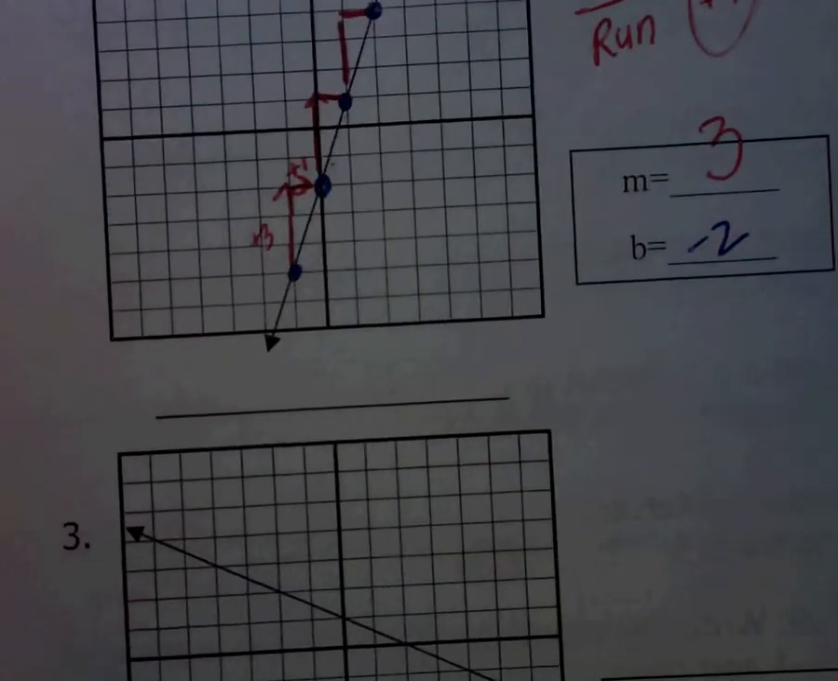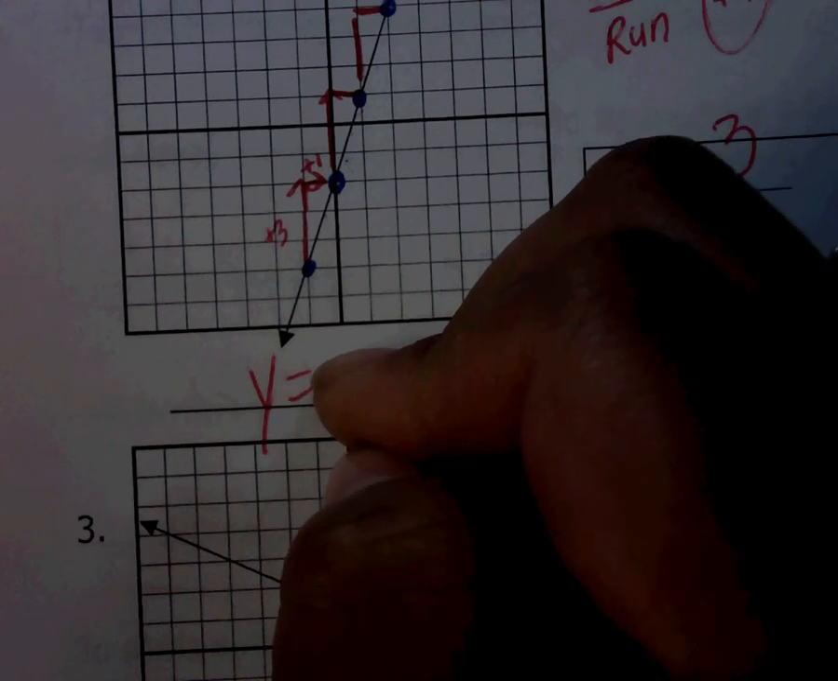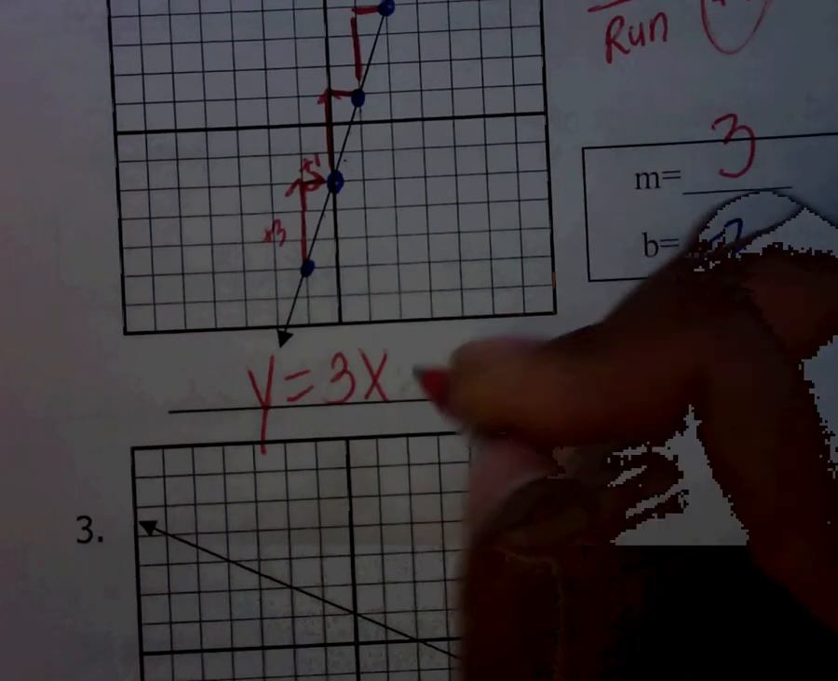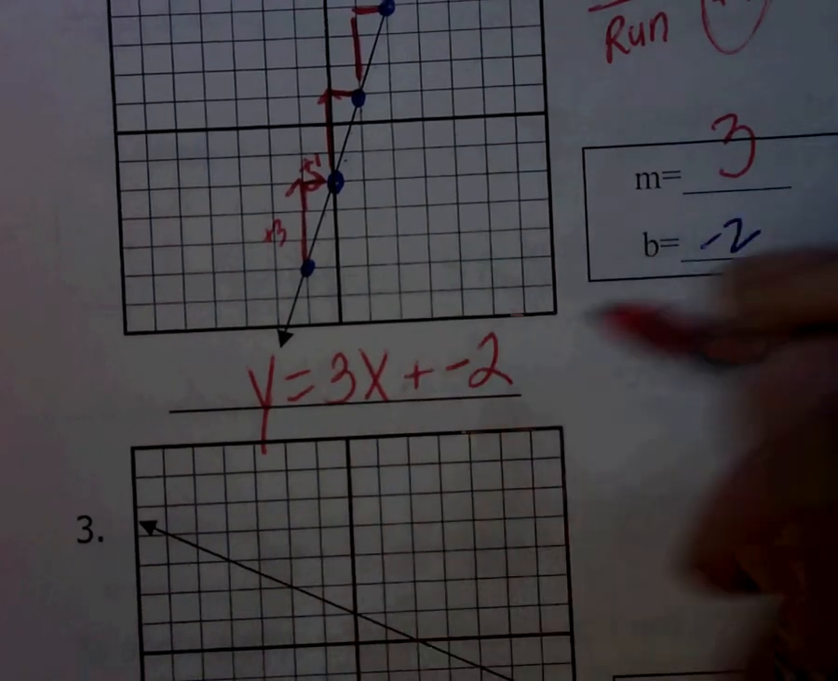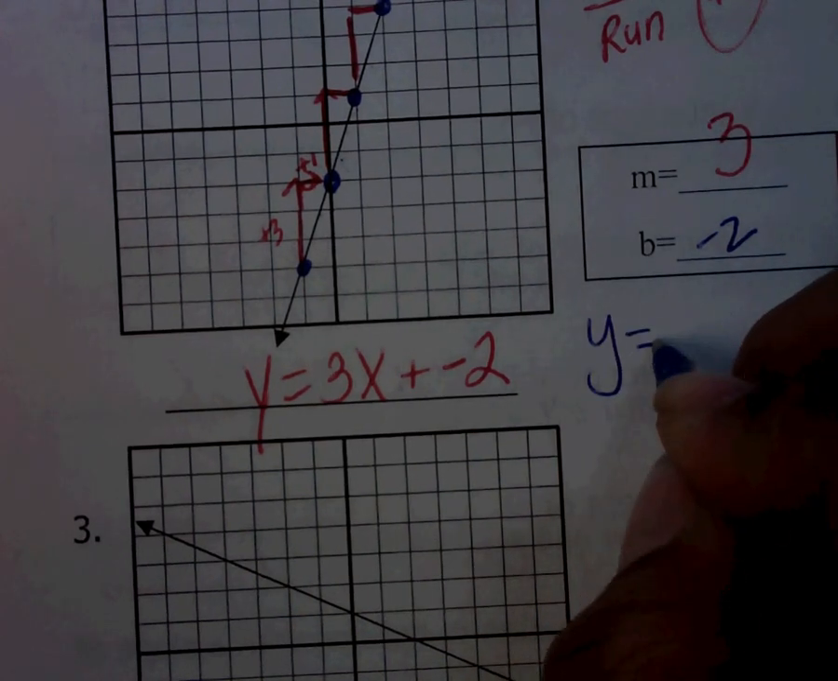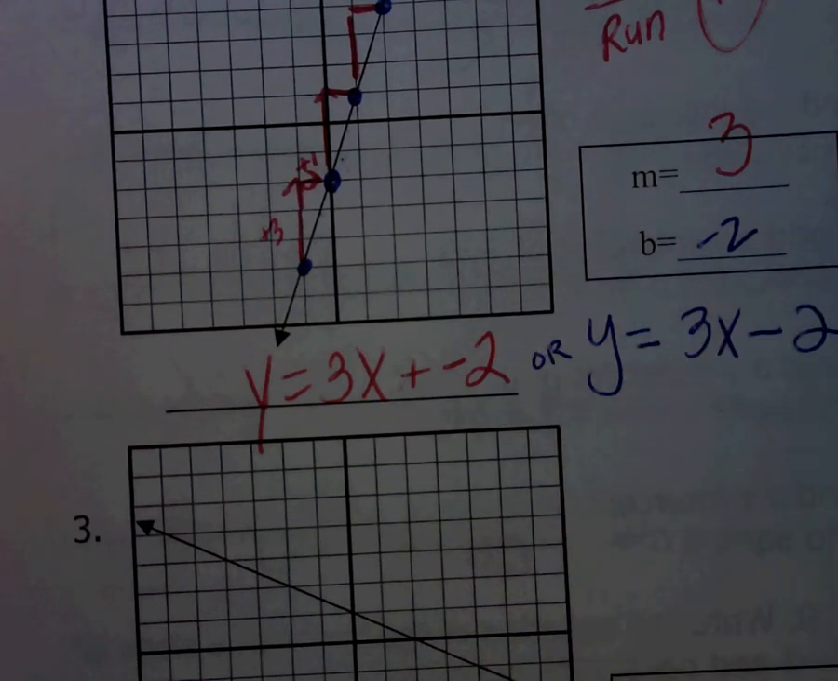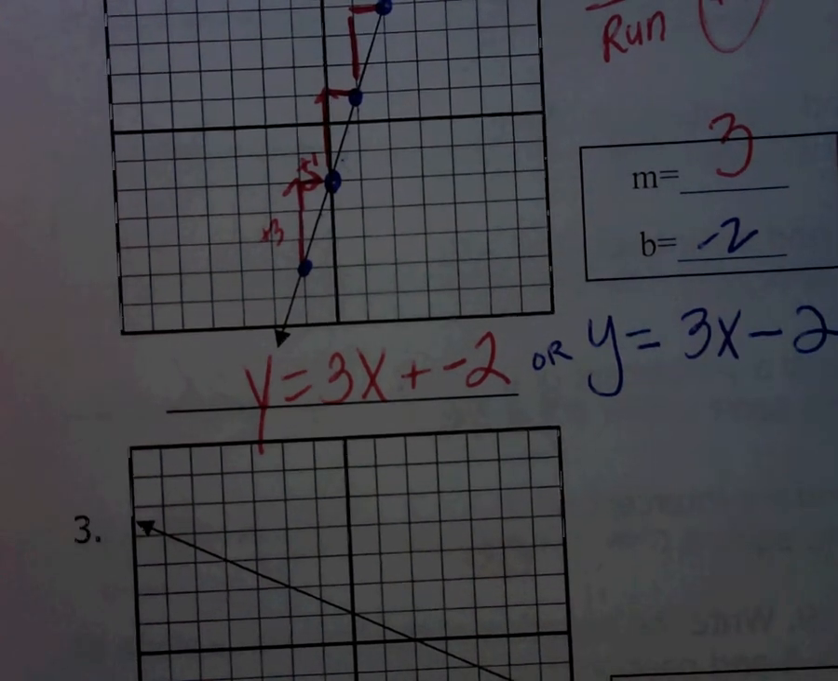That means my equation is what we did on the other side. y equals mx plus b, so 3x plus a negative 2. And of course, you guys know I love to write it y equals 3x minus 2. Now we do number 3.